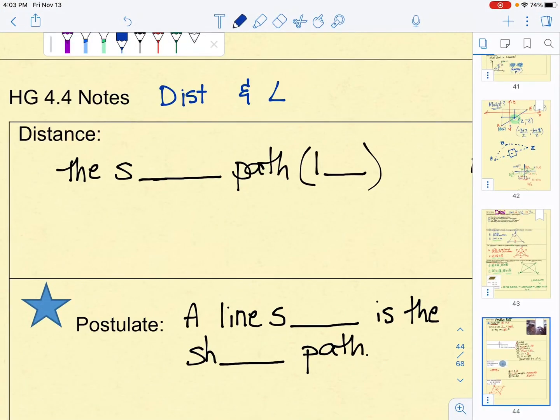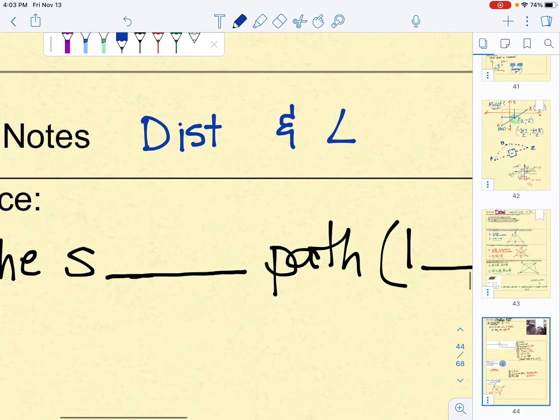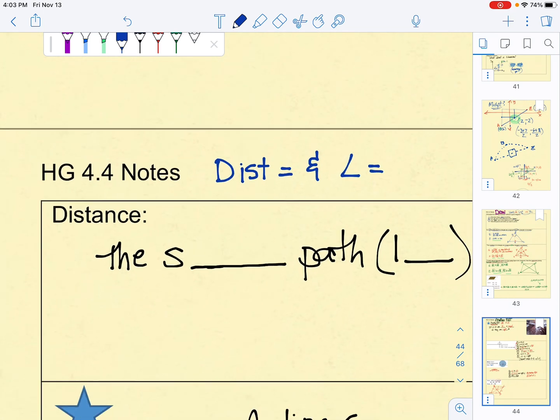All right, here we go. Lesson 4.4, distances and angles. Specifically, we're looking at angles which are equal and distances that are equal.